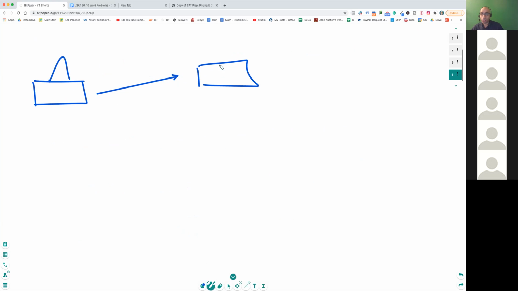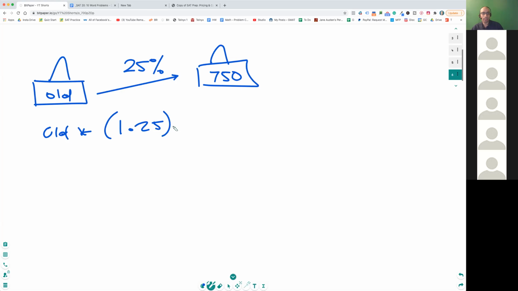so we're going to solve the actual SAT style, okay? You are given that the new price of the bag is, let's say, 750, and the price, you're told, was increased by 25%. Okay, so find the old price. So remember, you've got to take old times 1.25 is equal to, and I'm going to leave it with you. Let's see how many of you can get it.